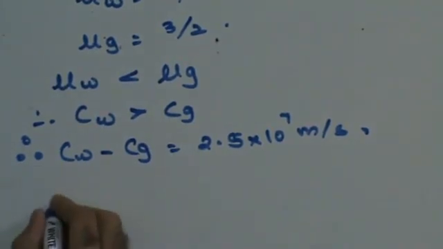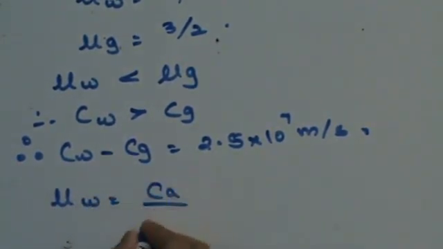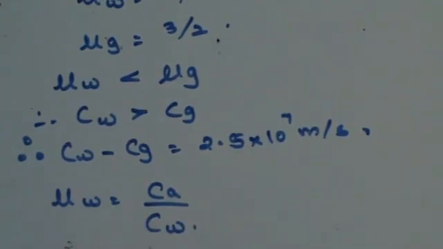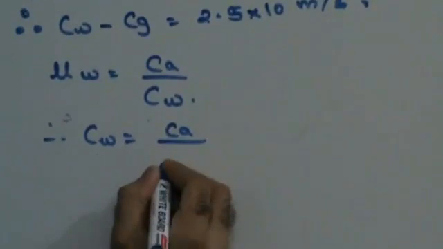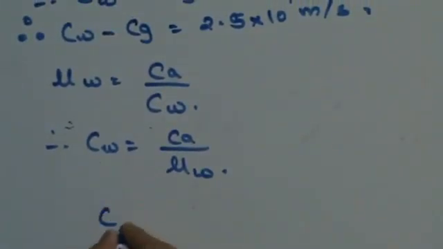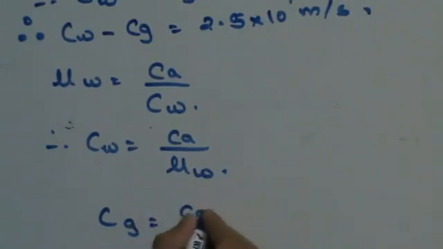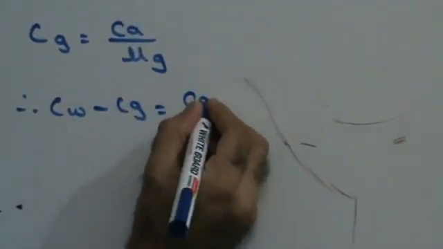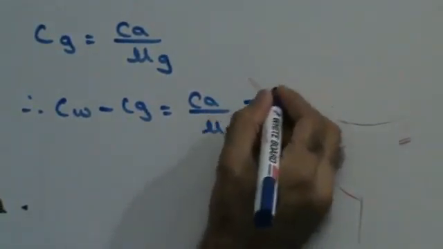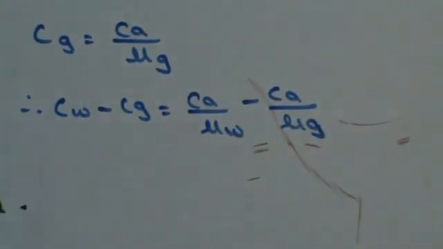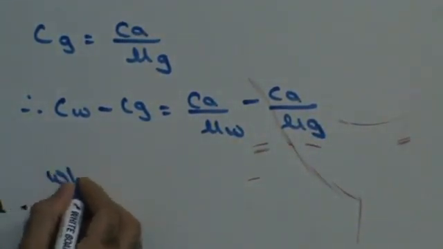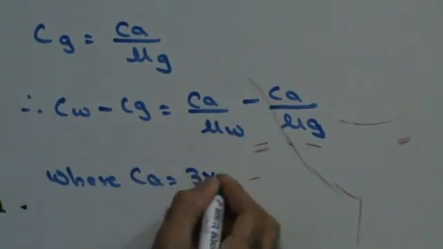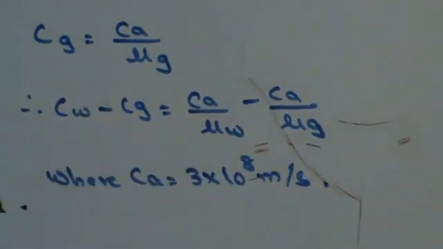Now I can say the refractive index of water is velocity in air upon velocity in water. Therefore, velocity in water is velocity in air upon refractive index of water. Similarly, velocity in glass is velocity in air upon refractive index of glass. Therefore, CW minus CG is CA upon refractive index of water minus CA upon refractive index of glass. You have all the values, where CA is 3 into 10 raised to 8 meters per second. So you should be able to get this answer now, right?